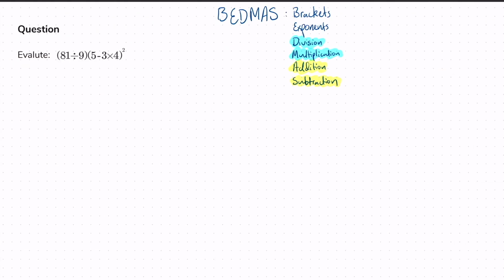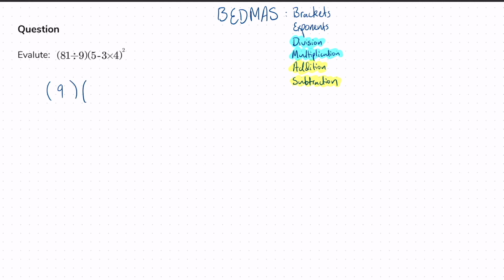Now, our next question is a little bit more complicated, but taking it step by step and following BEDMAS, we won't have a problem. So, the first thing we're looking for is brackets. Now, because we've got 2 brackets, we can do them in either order, but I'm just going to go from left to right. So this first bracket, 81 divided by 9, well, I know that that's equal to 9. 9 goes into 81 9 times.